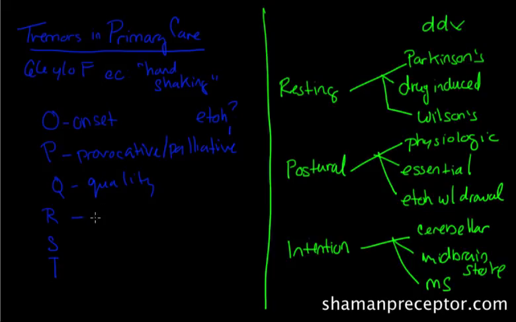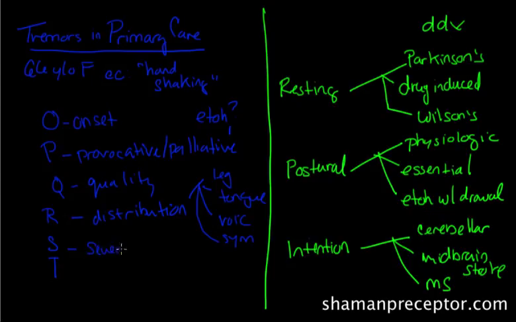R is for radiation or better distribution in this case. So what I'm interested in here is, does it affect the legs? Does it affect the tongue? And these two, that's more consistent with Parkinson's. I want to know if it affects the voice. That's consistent with essential tremor. And I want to know about symmetry. If it's symmetric, it's more likely to be an essential tremor. S is just severity, so how much does this affect the patient's life? And then T is for timing.